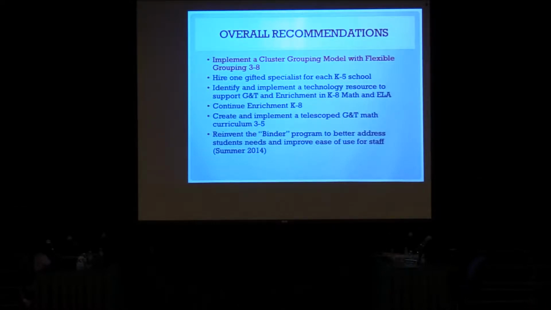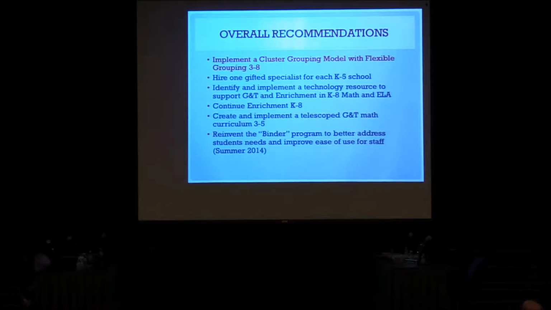That we implement the cluster grouping model with flexible grouping grades 3 through 8. That we hire 1 gifted specialist for each K-5 school. That we identify and implement a technology resource to support G&T and enrichment K math, English language arts. Continue enrichment K-8, create and implement a telescope G&T math curriculum 3 through 5, and reinvent the binder program, which is what we currently have as enrichment.